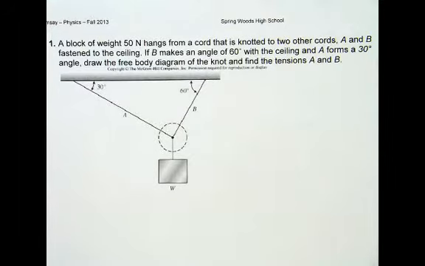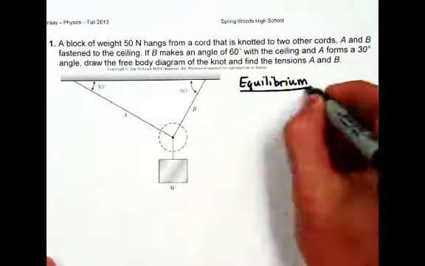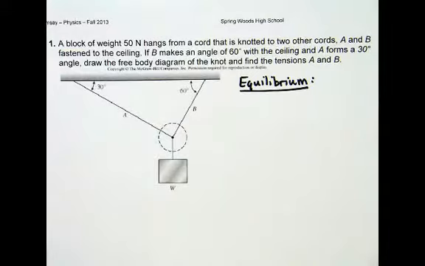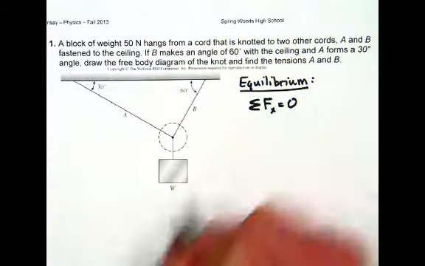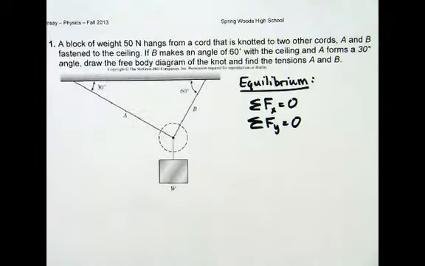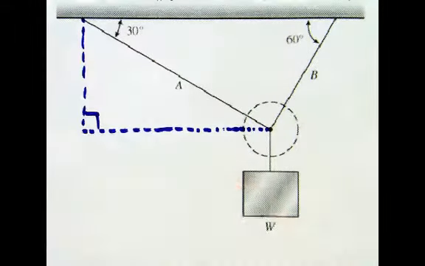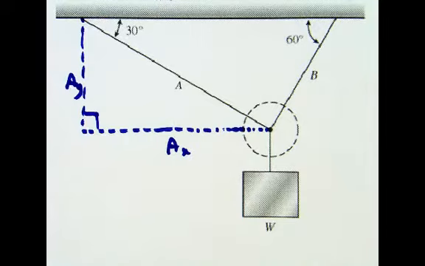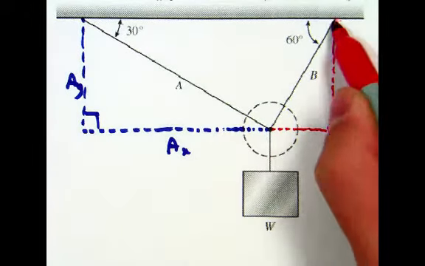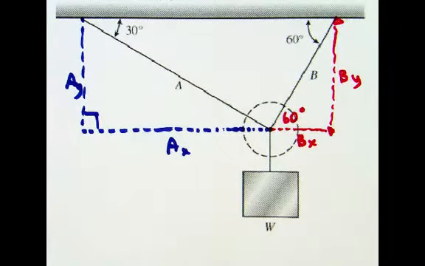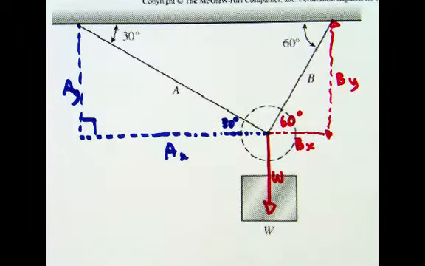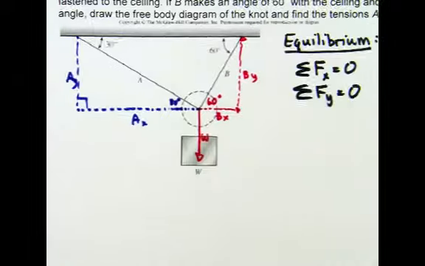To start out with, I know that this system is in equilibrium. And what that means is that the sum of all forces in the x direction are going to equal 0, and the sum of all forces in the y direction are going to equal 0. So when I look, I know that A is divided into AX and AY. B is divided into BX and BY. And I mark my angles there. And the only other force there is the weight of the object, which is pulling straight down with the force of gravity.